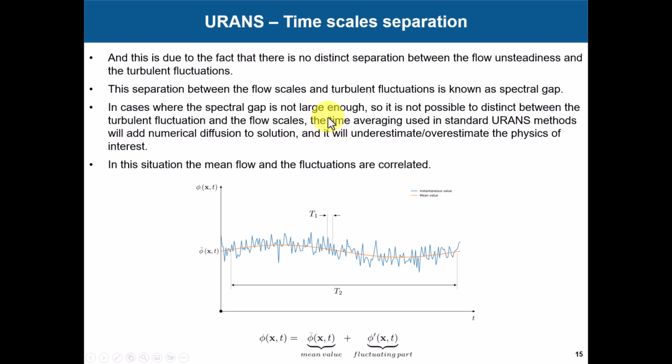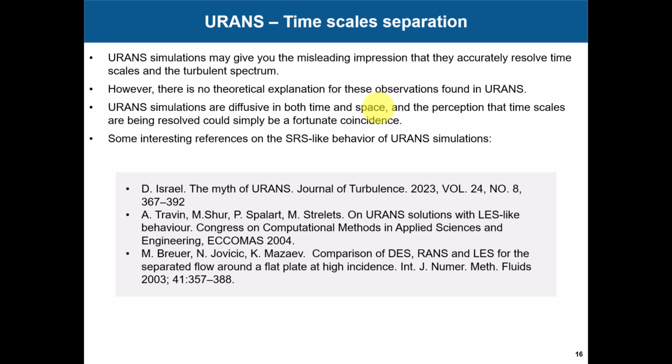I'm repeating the same though. It is not possible to distinguish between turbulent fluctuations, flow scales, and large scales, and your standard averaging removes everything, along with numerical diffusion, and that's why you don't see anything. You can overestimate the physics. In those cases, we can say that your fluctuations and mean quantities are strongly correlated, and that's why, boom, your average removes everything.